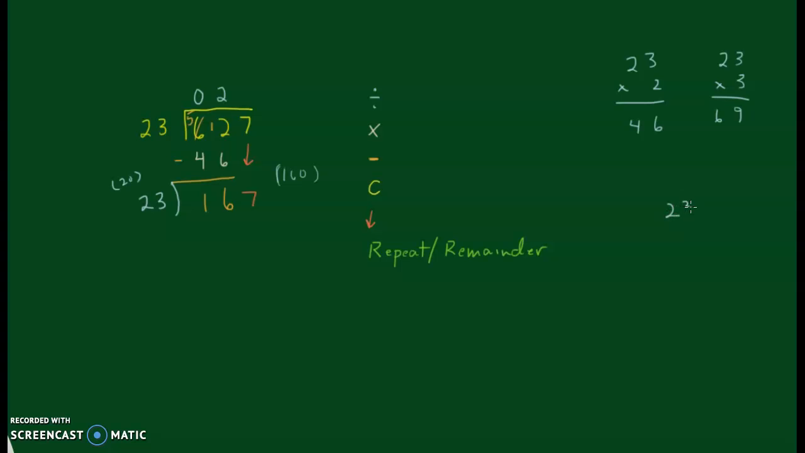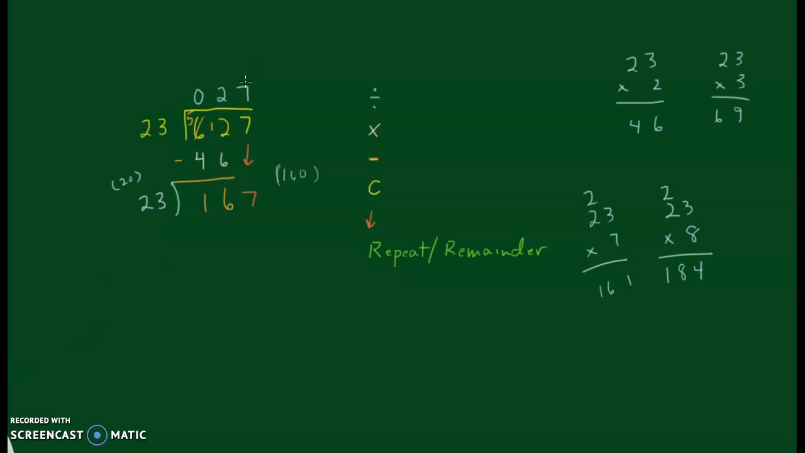So I'm going to try 23 times 8 over here. 3 times 8 is 24. 2 times 8 is 16 plus 2 is 18, 184. That's too much. So I'm going to try 23 times 7. 3 times 7 is 21. 2 times 7 is 14. Plus 2 is 16. So that gives me 161. So that works. So I can get 7 groups of 23 from 167.